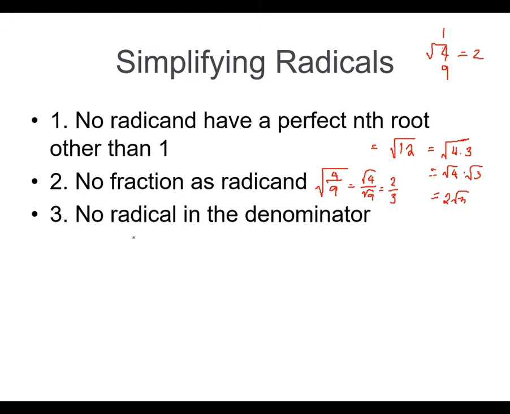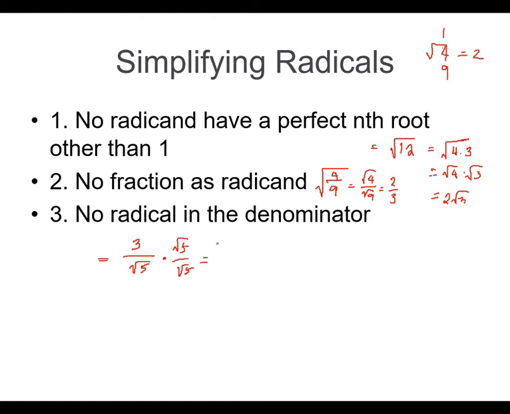No? Then number 3, no radical in the denominator. Example niyan is 3 over square root of 5. Yan. Hindi siya naka-simplest form kasi nga meron siyang radical sa denominator. Pwede natin gawin para maging simplified dyan. Pwede tayong tinatawag na conjugate, no? So, we multiply numerator and denominator by square root of 5.